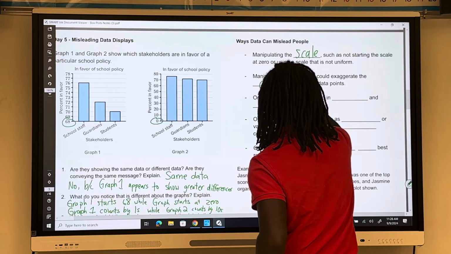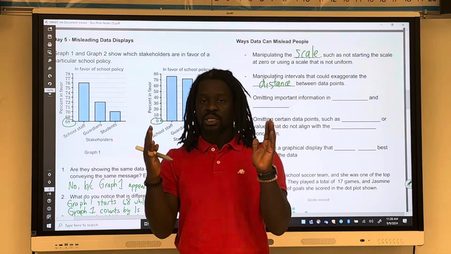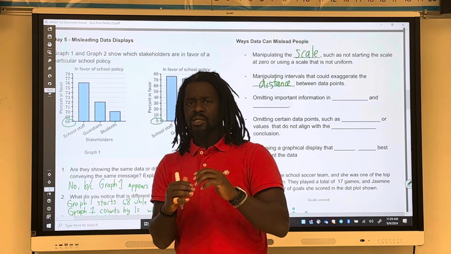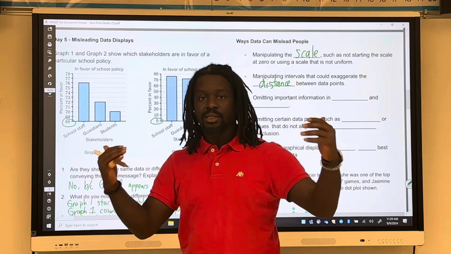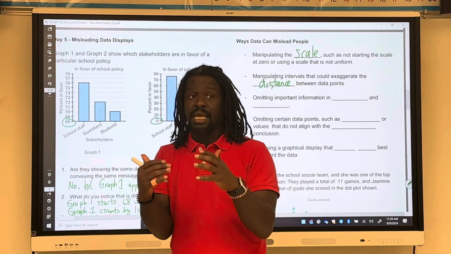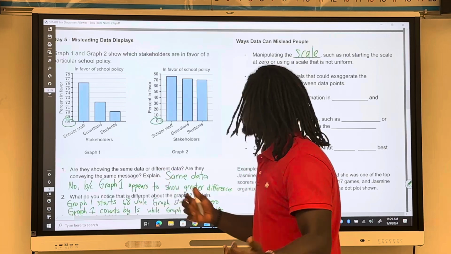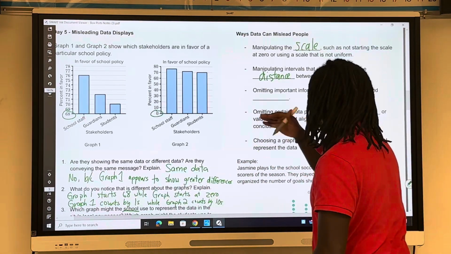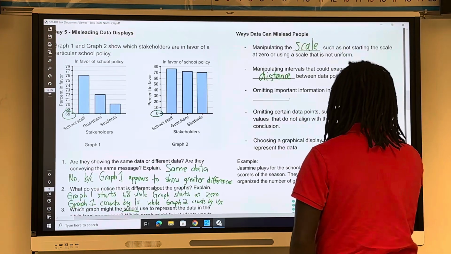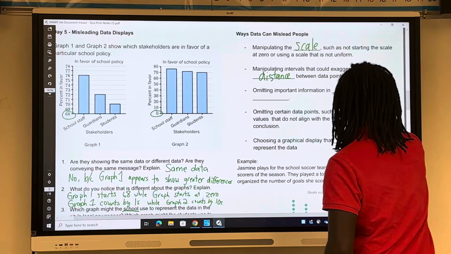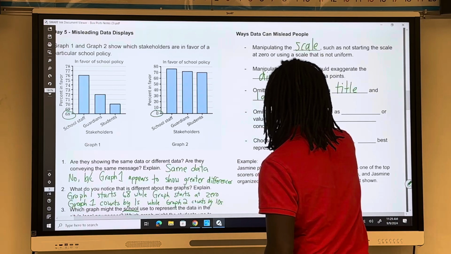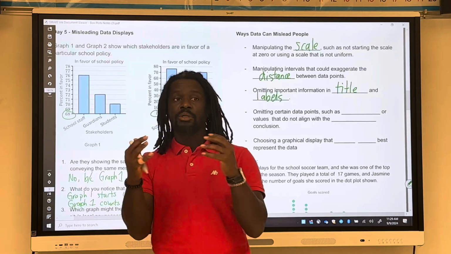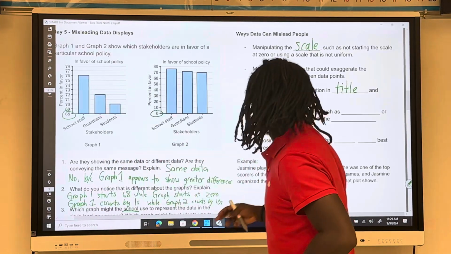Sometimes it might choose an interval or a range so that it appears to look either closer together or further apart than it actually does. Also it could omit, meaning it could leave out important information in the title or labels. So again, leaving out the title or different labels can mislead the data.